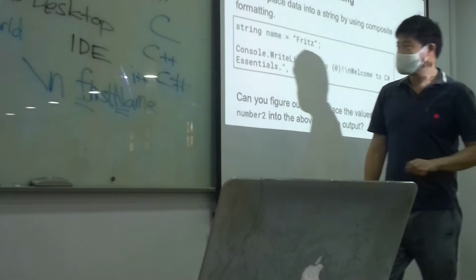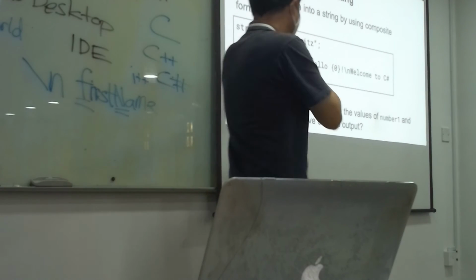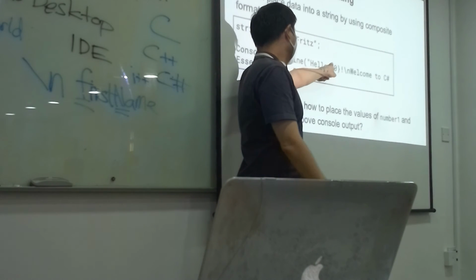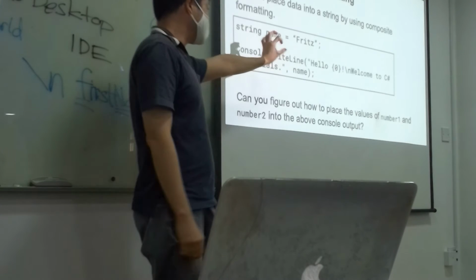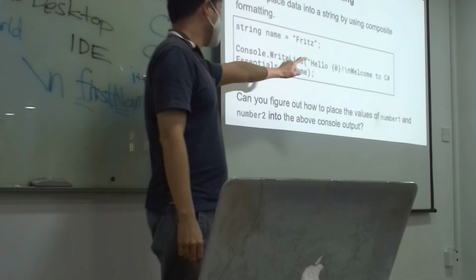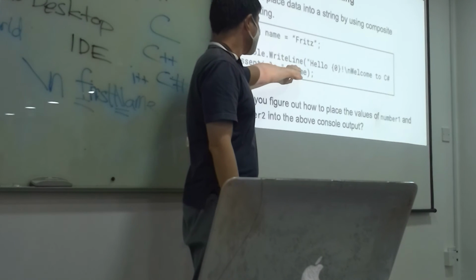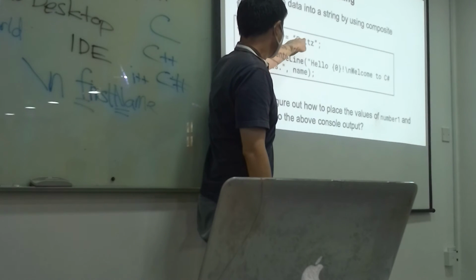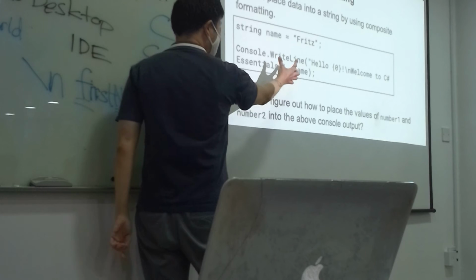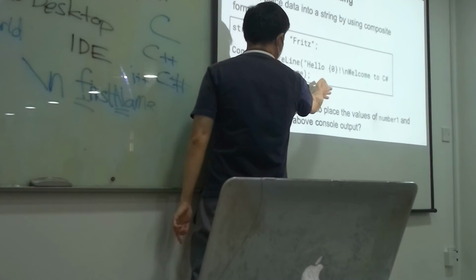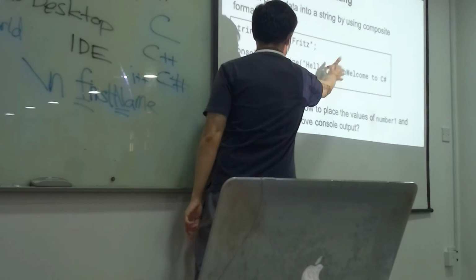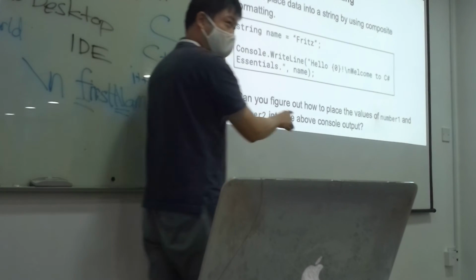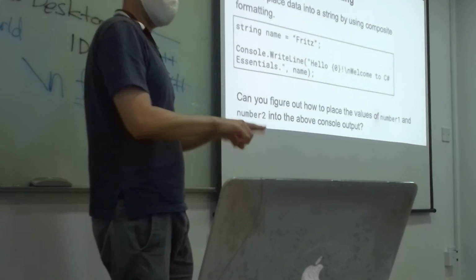Okay. So can you understand what this is doing? This is a placeholder, okay? This 0 with open and close curly bracket is a placeholder for what? For this thing. And what's the value of this? Which is this. So in other words, this string goes inside here into this place. Then the computer will run this Console.WriteLine command to show you this on the console.